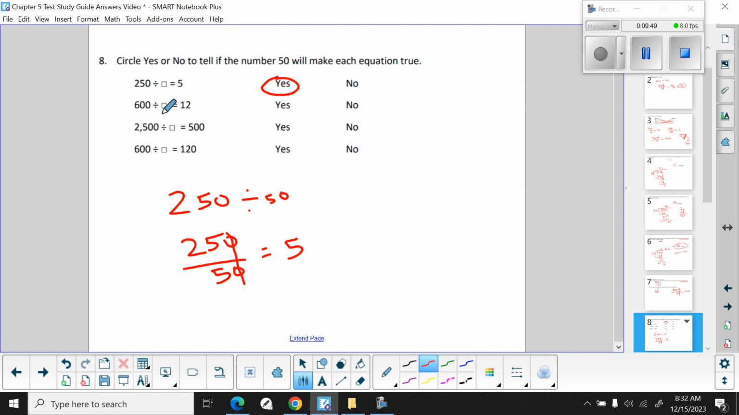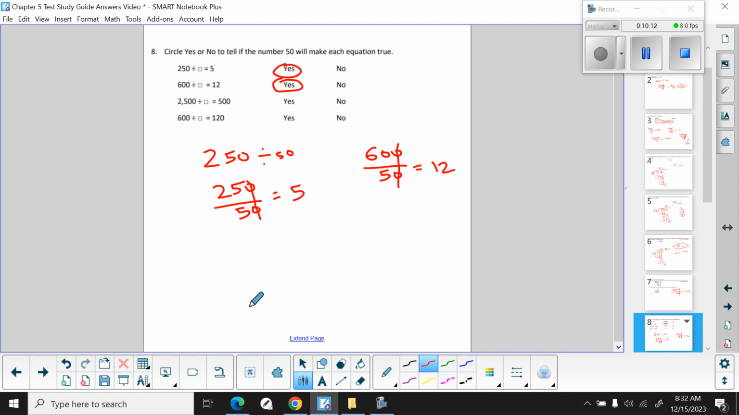How about 600 divided by 50? 600 divided by 50. Cross out, that's the same as 60 divided by 5. Cross out zeros because you're really dividing 60 by 5, which is 12. So, yeah, that one looks like it makes sense too. Let's try the third one. 2,500 divided by 50.